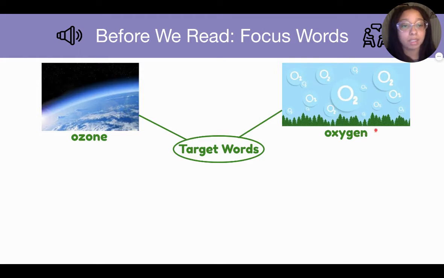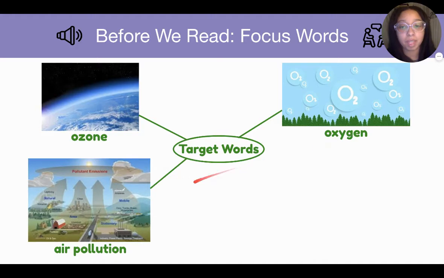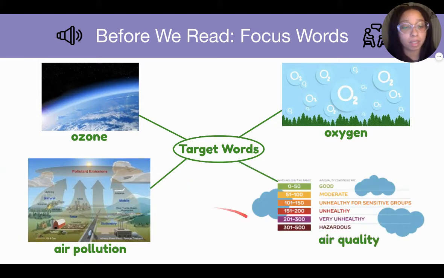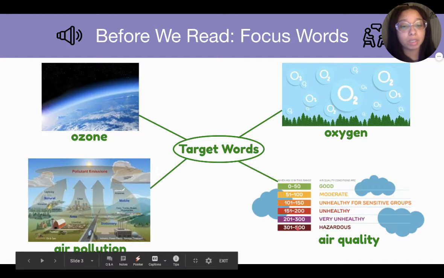Oxygen. This is the important gas that all living organisms, including people, animals, and plants, need to survive. Air pollution. This is when dust, dirt, chemicals, or even parts of the ozone pollute the air, making it very difficult and unsafe to breathe. Air quality. This is the chart that we use to see if air is quality to breathe or if it's hazardous to breathe.